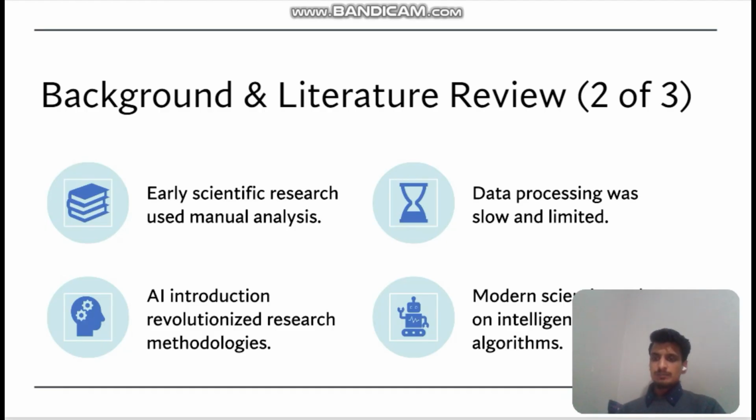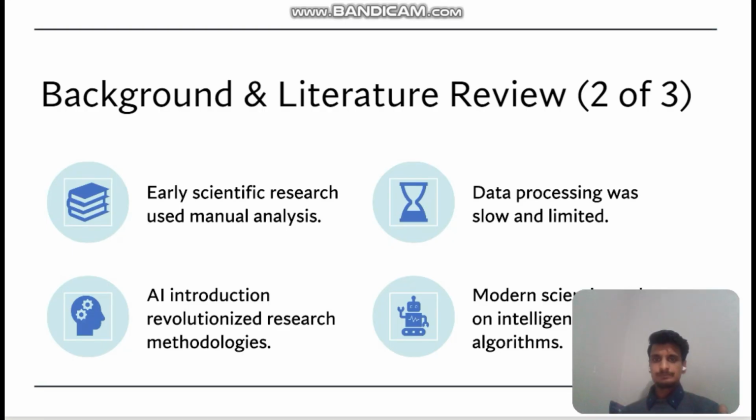The fourth one is modern science relies on intelligent algorithms. The researchers nowadays use modern science. If you are doing some research on a topic like change management, the researchers use different modern software nowadays, like Python or any other software. From there, the researcher gets their results in less time and more accurately.